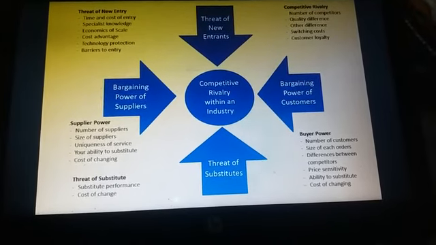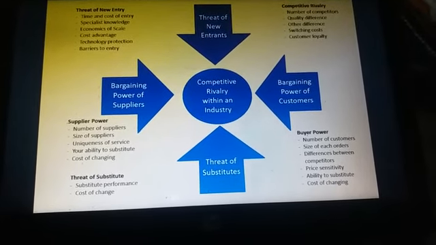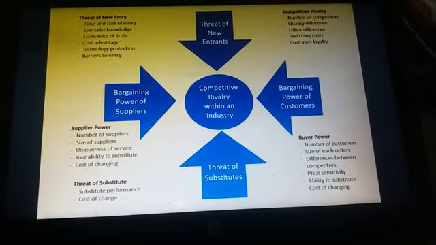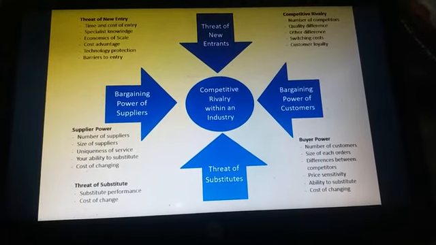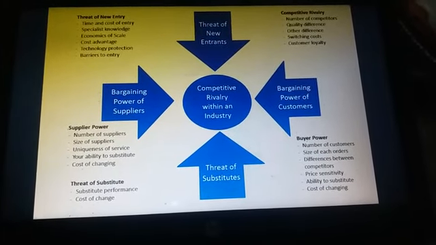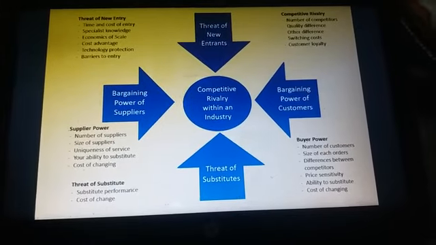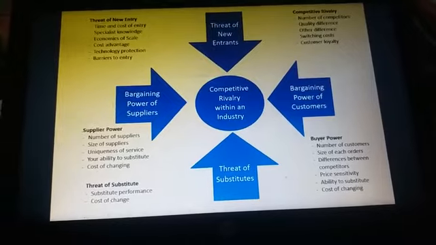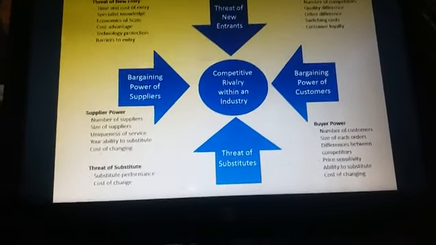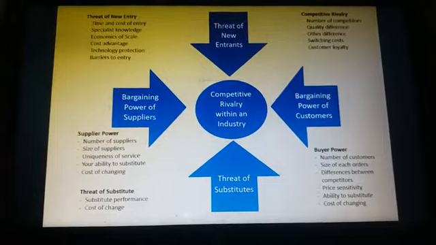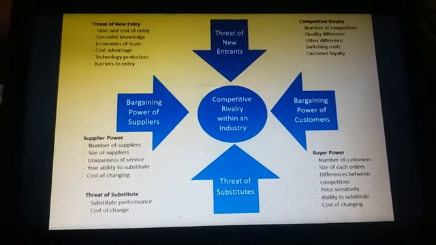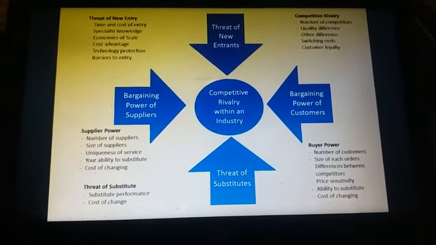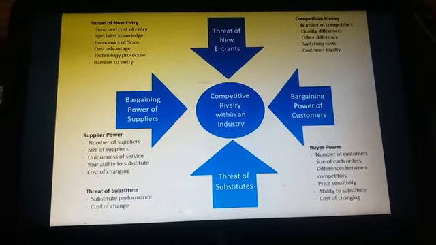We'll be coming to each one of them, like threat of new entrants, talking about the first parameter. Threat of new entrants means the market is full of competition. Not only do the existing firms pose a threat to the business, but the arrival of new entrants is also a challenge. There are different parameters like time and cost of entry, economies of scale, cost advantage, technological protection, and barriers to entry. As per the ideal scenario, the market is always open for entry and exit, resulting in comparable profits to all the firms.